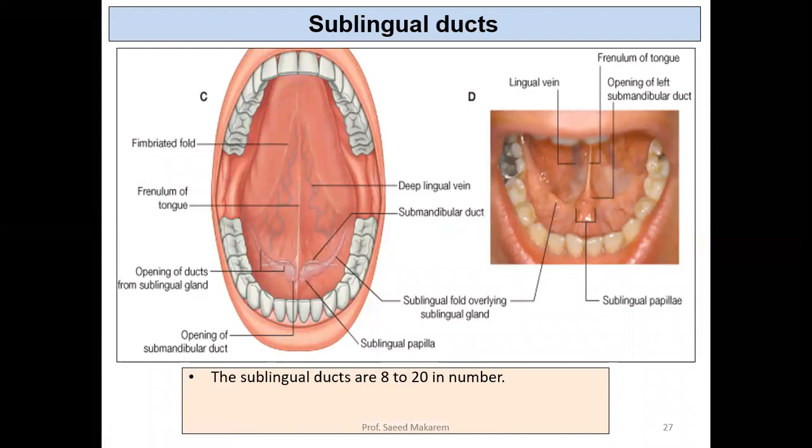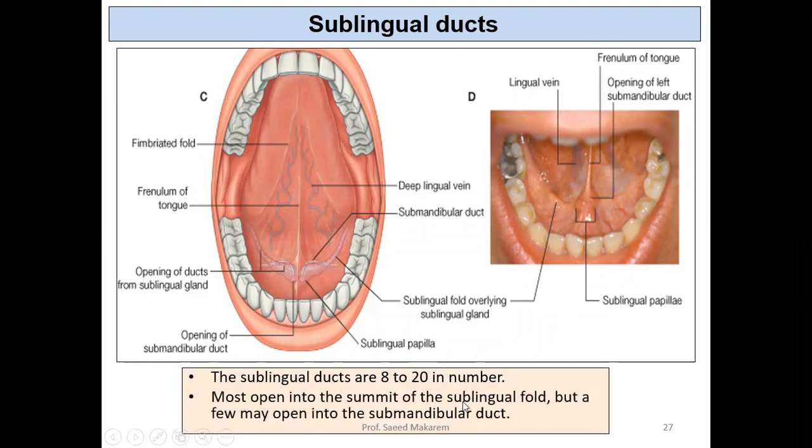The sublingual ducts are 8 to 20 in number. The parotid gland had a single duct on each side; each parotid gland had one duct. The submandibular gland also had one each, but the sublingual has multiple, 8 to 20 in number. There are small openings, multiple openings.